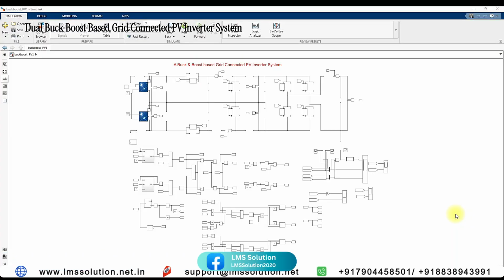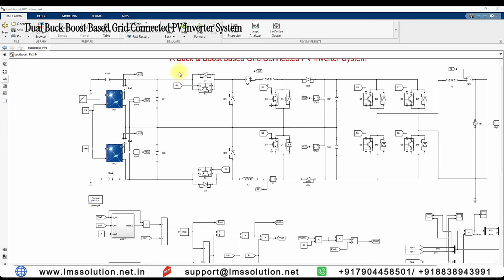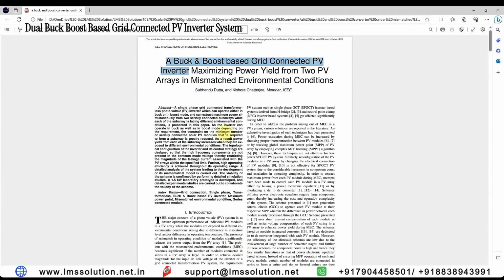Today we are going to see a buck-boost based grid-connected PV inverter system in MATLAB. This simulation model is developed based upon the following paper. We refer to this paper, a buck-boost grid-connected PV inverter for mismatched environmental conditions.